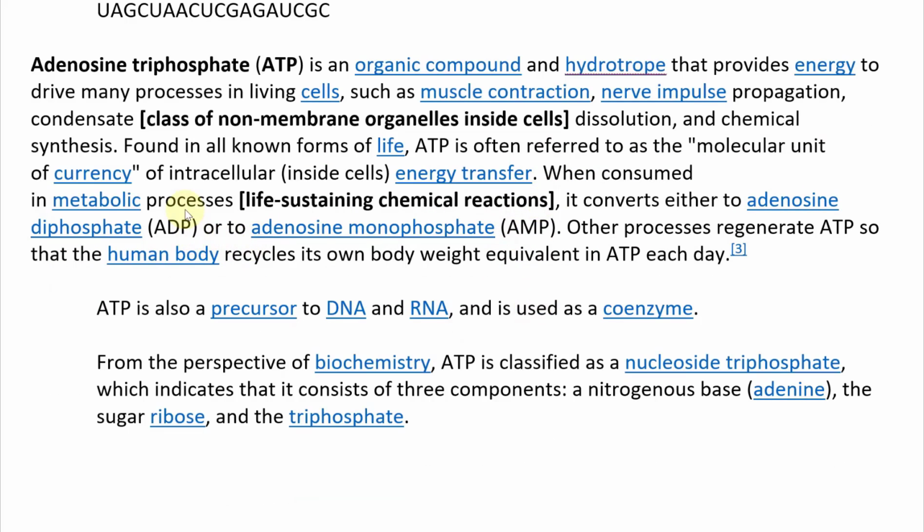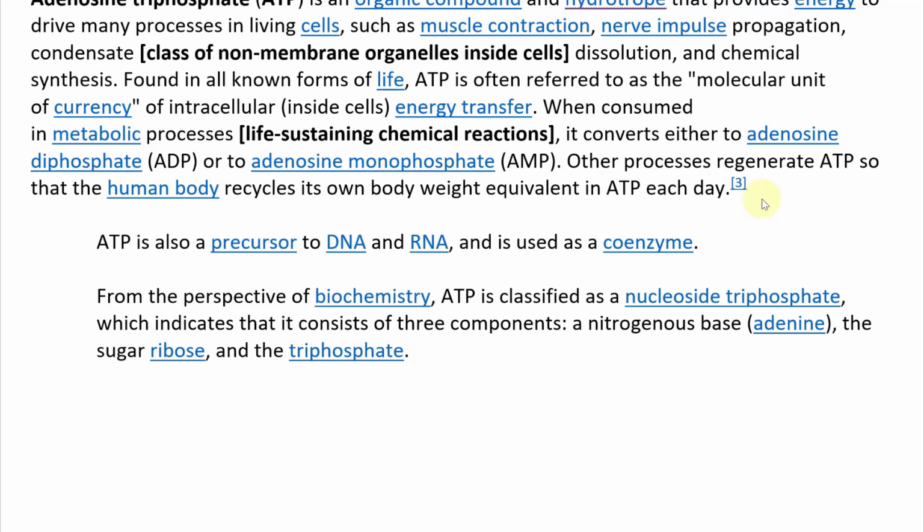When consumed in metabolic processes, which are basically life-sustaining chemical reactions, it converts either to adenosine diphosphate, ADP, so 2 phosphates instead of 3, or to adenosine monophosphate, AMP, so just 1 phosphate. You had to Google pronounce this word, adenosine.